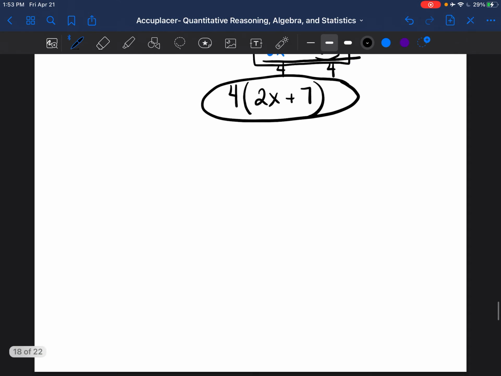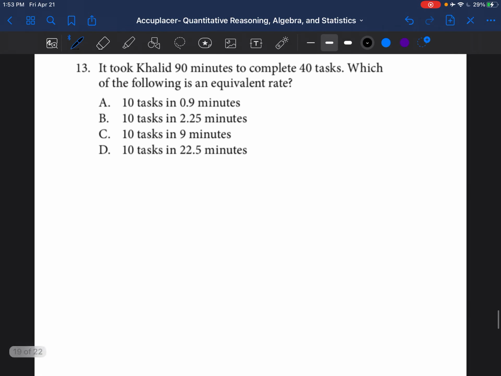All right, so we're going to go ahead and go to problem number 13. It took Khalid 90 minutes to complete 40 tasks. Which of the following is an equivalent rate? Okay, so we're talking about rates. We're talking about being equivalent. So again, we're probably going to set up a proportion. I'm so glad that they're asking you for multiple proportions. That way we can just continue getting better and better at it. So we're just going to go ahead and do what we've been doing. We're going to set up two fractions set equal to each other.